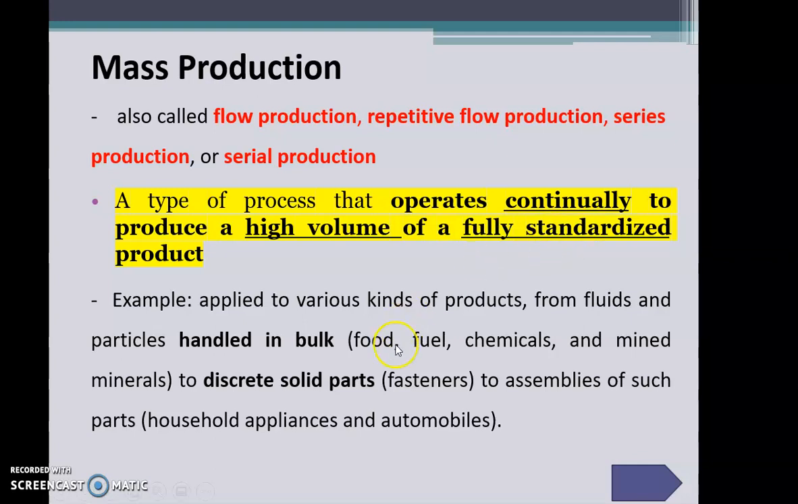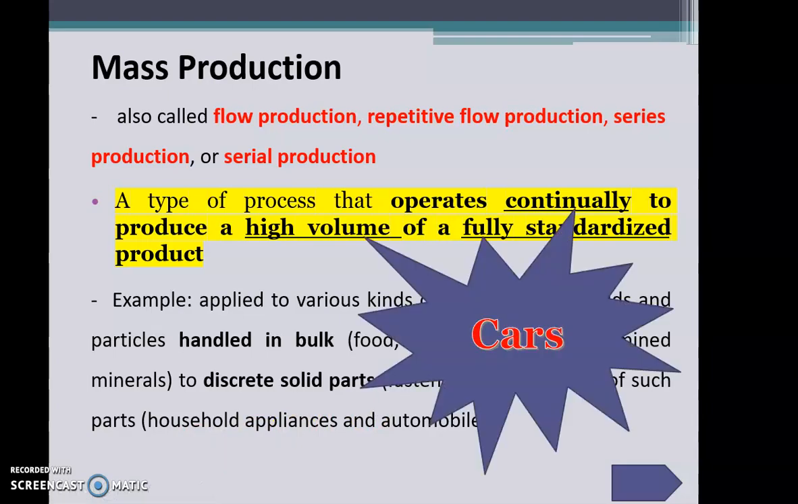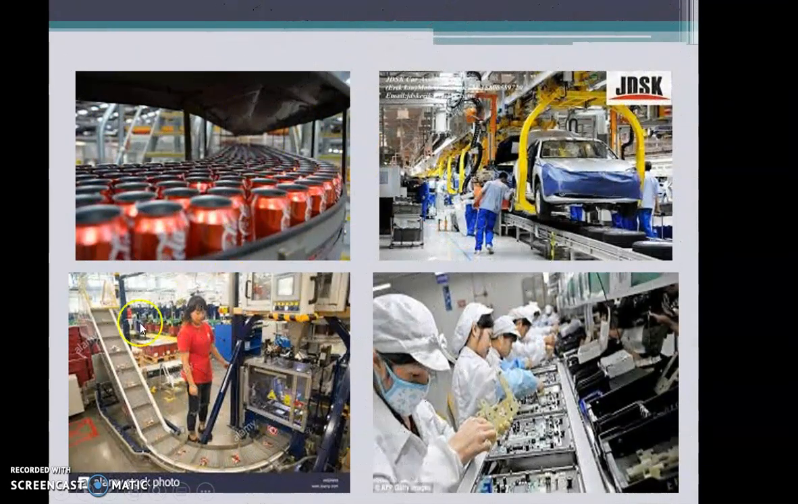Examples here are fluids to handle in bulk, like food, canned food. We have bottles and so many other things. And also we have big things such as household appliances, TVs, handphones, and automobiles, for example, cars. They are all in mass production. So for example, this is a kind of Coke. They're making Lego here, and then making cars and then electronic parts.